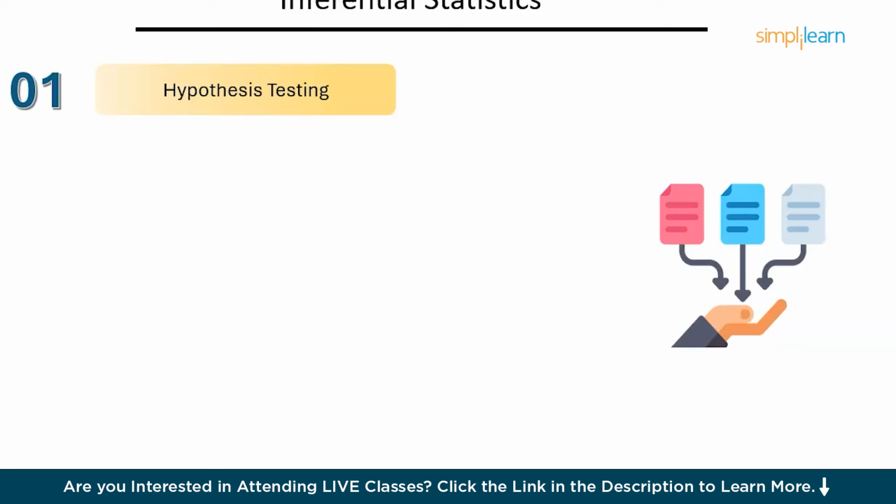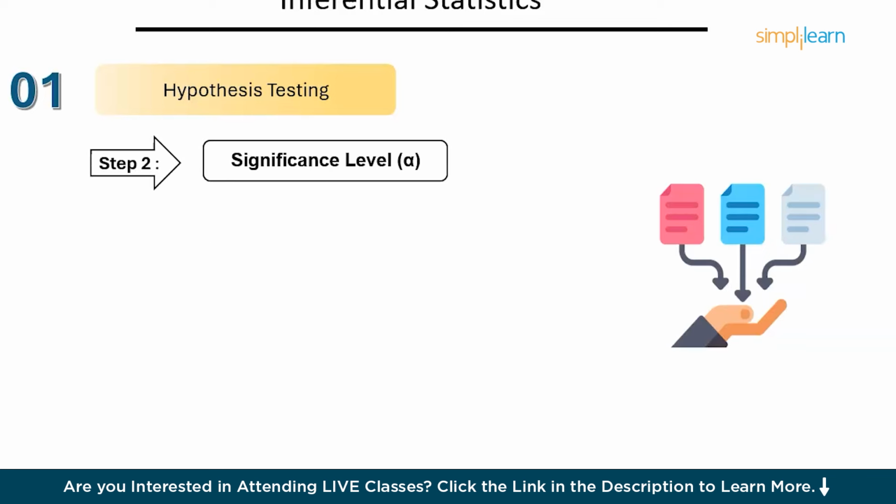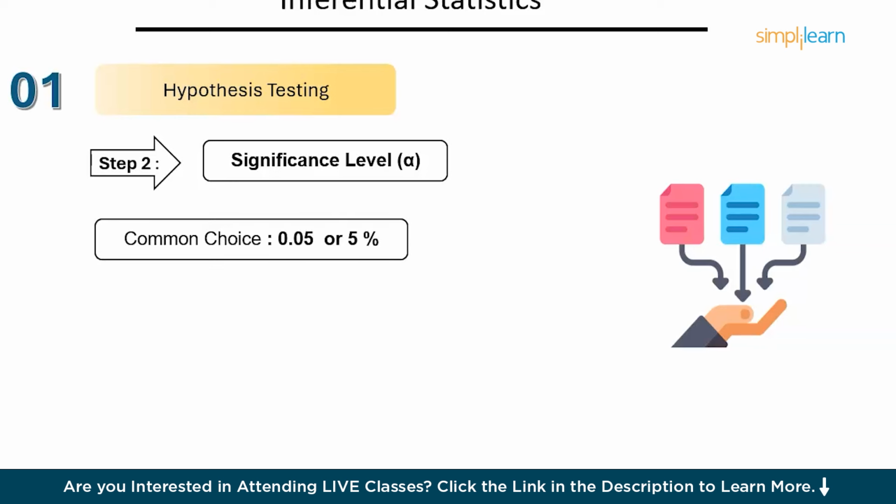Now, moving on to the next step, that is significance level. Next, we need to decide how confident we want to be in our conclusion. The significance level helps us measure this. It tells us the probability of mistakenly rejecting the null hypothesis when it's actually true. Type 1 error. A common choice for this significance level is 0.05 or 5%. This means we are willing to accept a 5% chance of making a mistake by rejecting the null hypothesis when it is true. So we set alpha equal to 0.05.